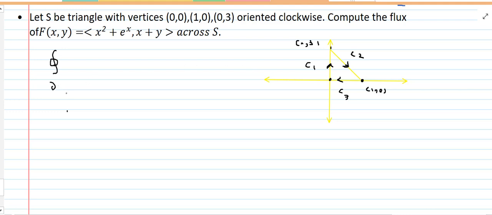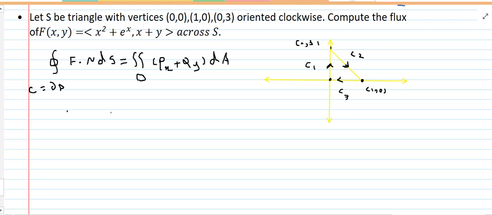C, the boundary of the region D. The integral over the boundary of D of F dot n ds will be equal to the double integral over region D, the region inside this triangle, and we compute Px plus Qy dA. dA is dx dy.